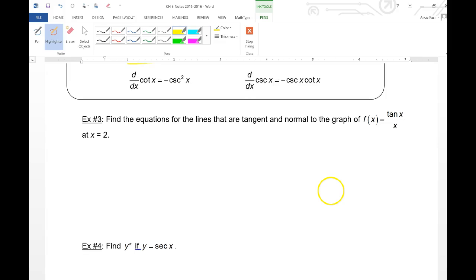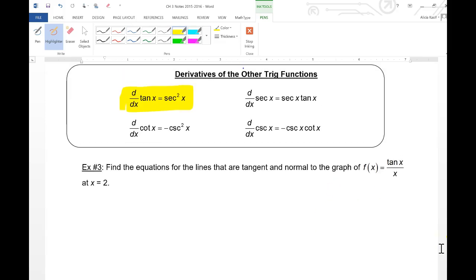Okay, so find the equations for the lines that are tangent and normal to the graph of tangent of x over x at x equals 2. So for finding the equations of the lines, we need to know slope and we need to know a point. And a slope we have 2. We can figure out the y coordinate by plugging it in, and this is a calculator okay problem. So what do you guys get?